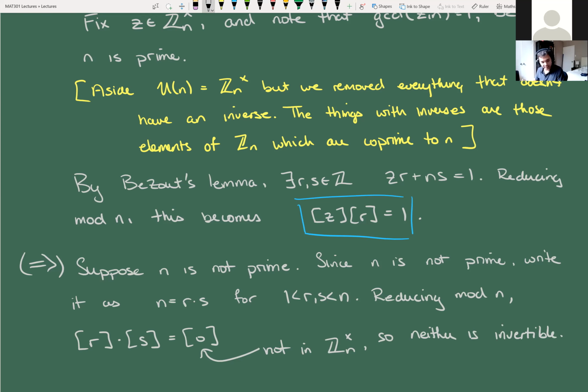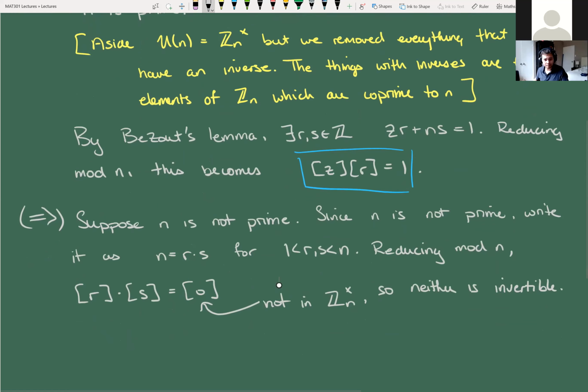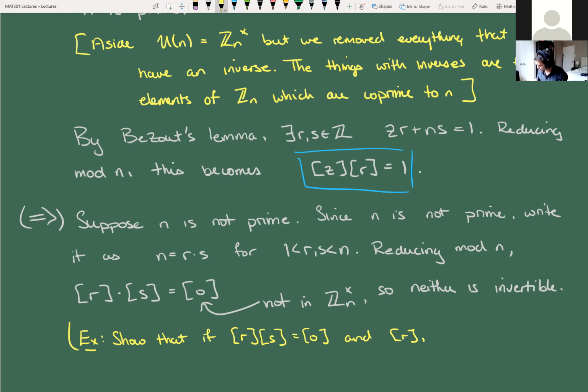I don't know if you all can see this. This isn't an immediately obvious thing. Maybe you should prove it. It's only a line or two. But note, as a little exercise here, show that if r times s is equal to 0, and neither of these are equal to 0 themselves, then it's impossible for them to be invertible.